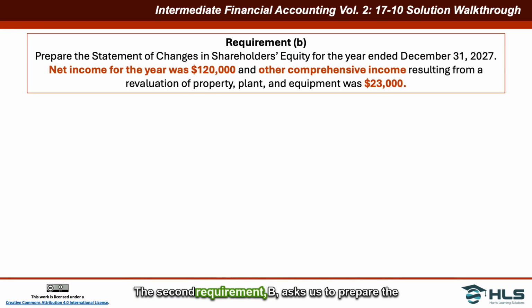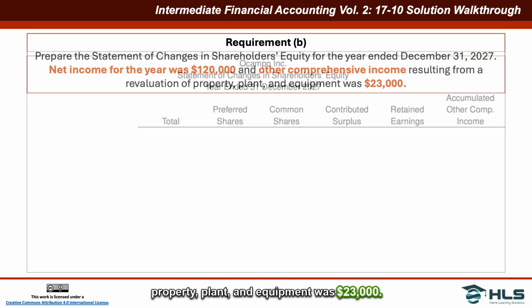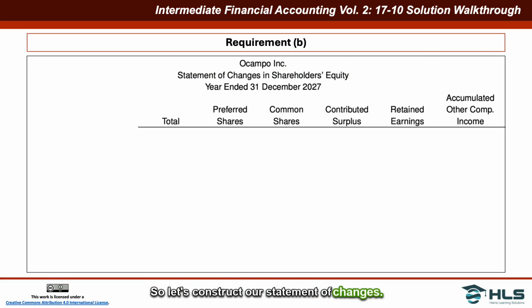The second requirement, B, asks us to prepare the statement of changes in shareholders' equity for the year ended December 31st, 2027. The net income for the year was $120,000, and other comprehensive income resulting from a revaluation of property, plant, and equipment was $23,000. So let's construct our statement of changes.